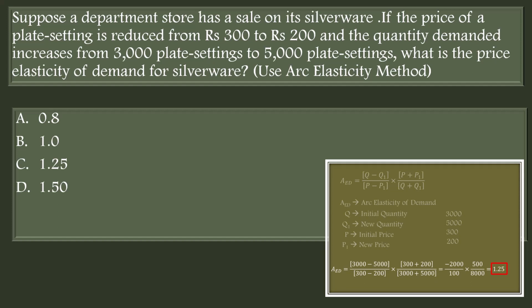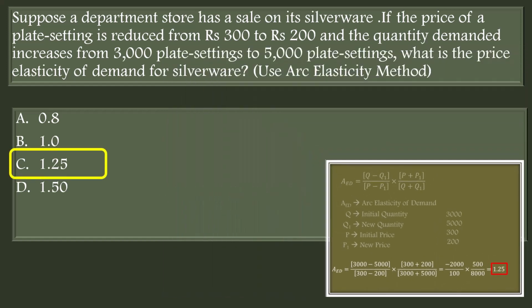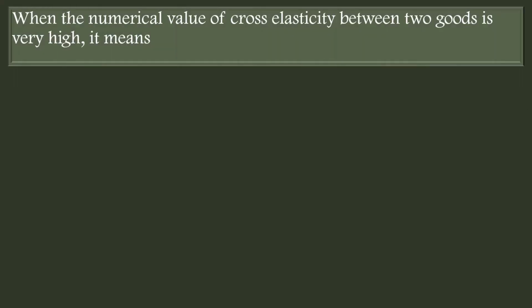This is also a problem question. You have to use the same arc elasticity formula. Keep the formula in your mind and solve the problem. Q, initial quantity, 3000. Q1, new quantity, 5000. P, initial price, 300. P1, new price, 200. The elasticity value is 1.25. Option C is the correct answer. Fourth question.